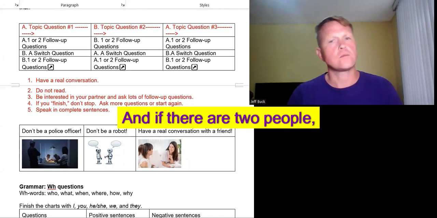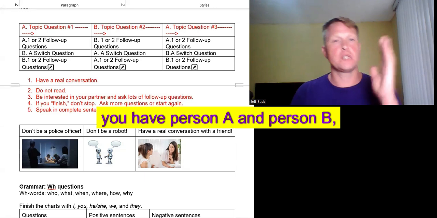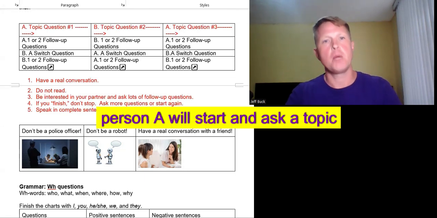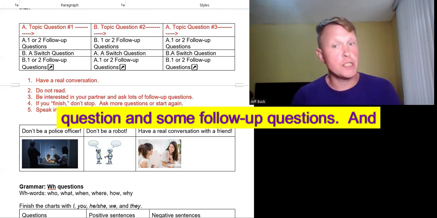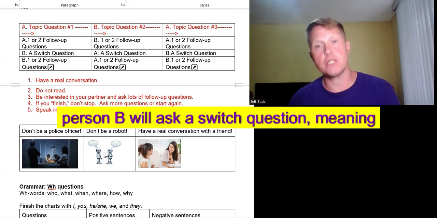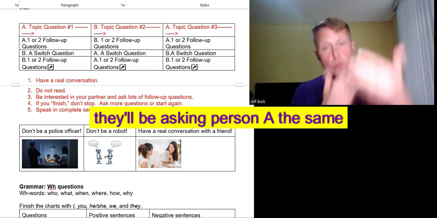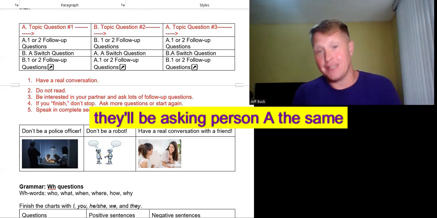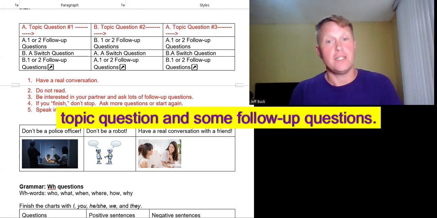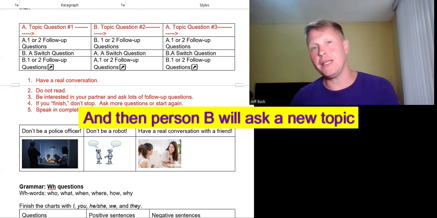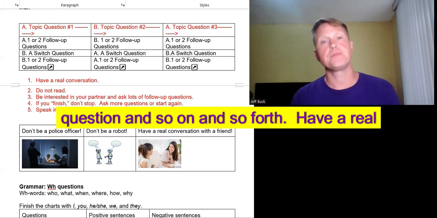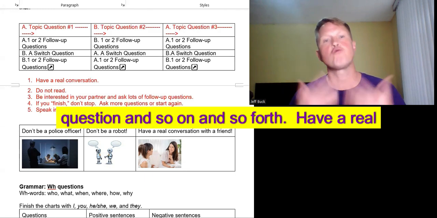And if there are 2 people, you have person A and person B. Person A will start and ask a topic question and some follow-up questions, and person B will ask a switch question, meaning we'll be asking person A the same topic question and some follow-up questions, and then person B will ask a new topic question, and so on and so forth. Have a real conversation.